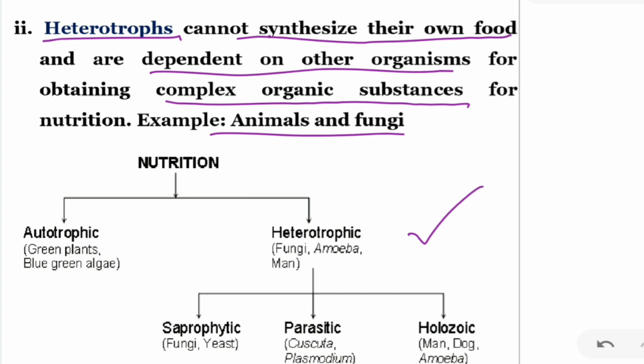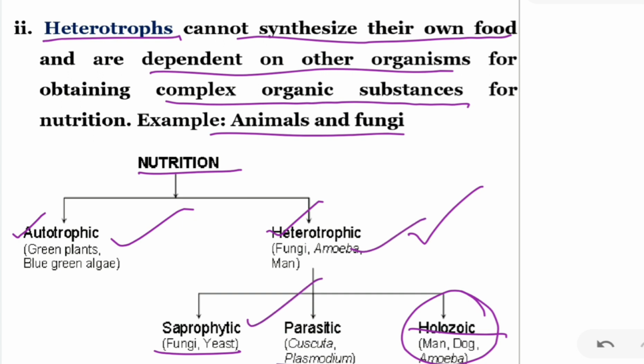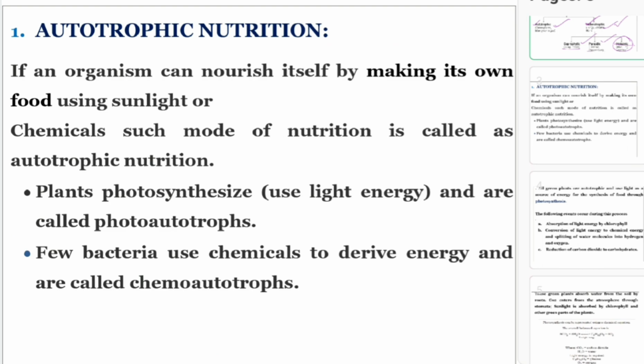This is one of the important charts you should learn. Nutrition is divided into two categories, autotrophic nutrition and heterotrophic nutrition. Now heterotrophic nutrition is divided into three categories. Which are they? Saprophytic, parasitic and holozoic modes of nutrition. In this particular video lecture, except holozoic, we will be discussing all these in detail. So once again, nutrition is divided into autotrophic and heterotrophic. Heterotrophic nutrition is further classified into saprophytic nutrition, parasitic nutrition and holozoic nutrition.